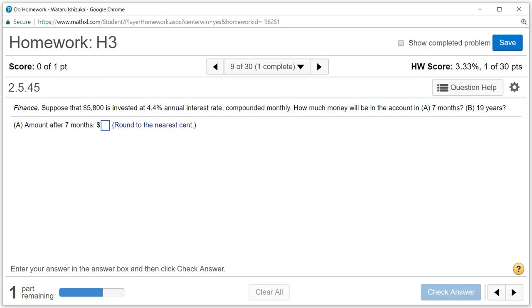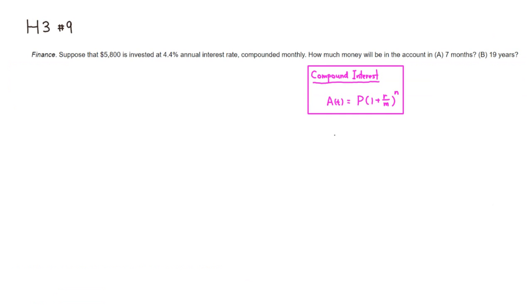All right, let's look at homework 3, problem number 9. So it looks like we have $5,800 invested at 4.4%. That's the annual nominal rate, compounded monthly, which means it's going to be compound interest. How much money will be in the account in 7 months and 19 years? All right, so let's do that.